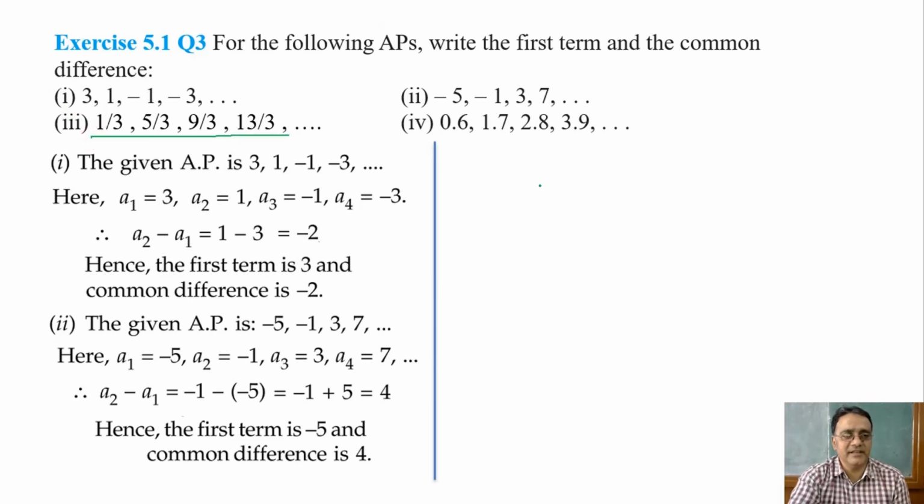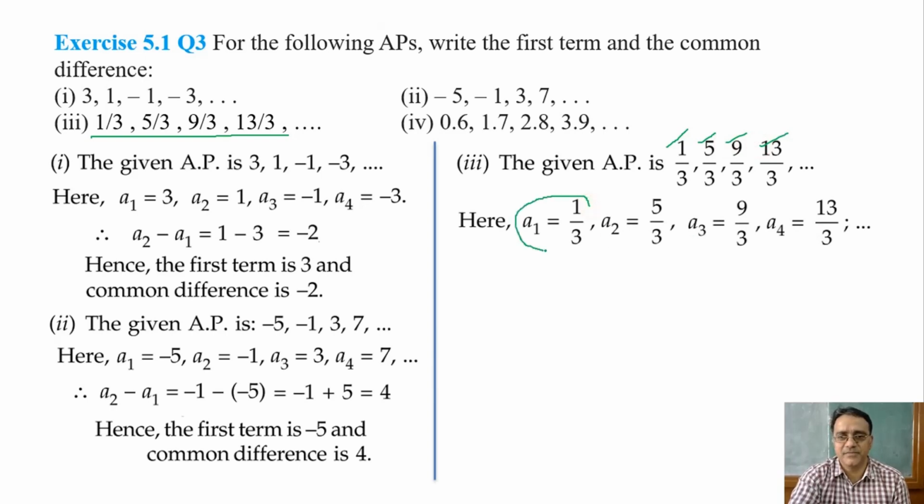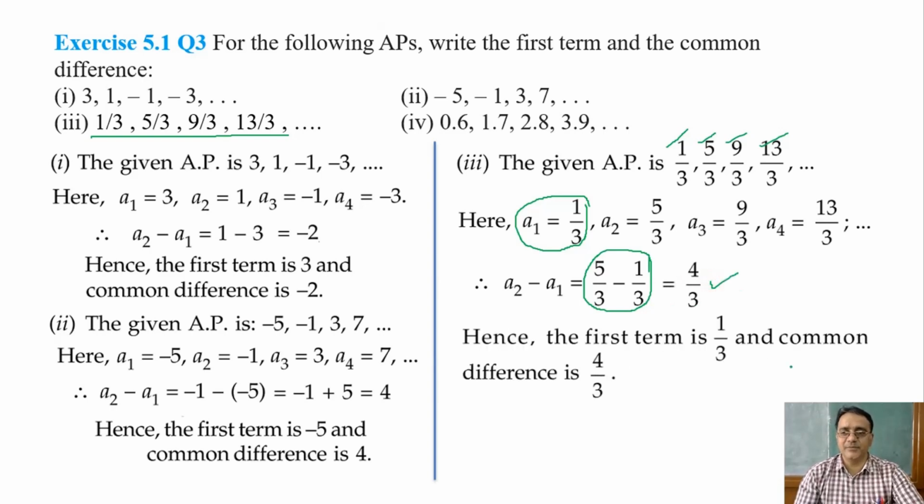1/3, 5/3, 9/3, 13/3. So this is A1, A2, A3, A4. So the first term is 1/3 and the common difference is A2 minus A1, that is 5/3 minus 1/3. So how much are you getting if you subtract these two? 4/3. Right, 4/3. So hence the first term is 1/3 and the common difference is 4/3.